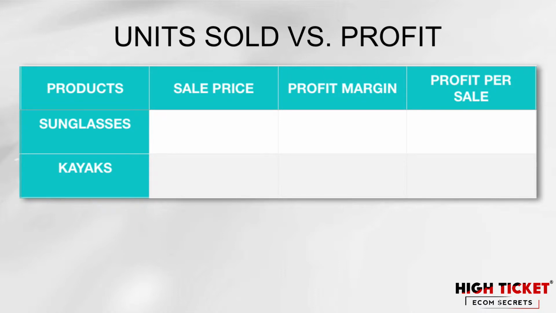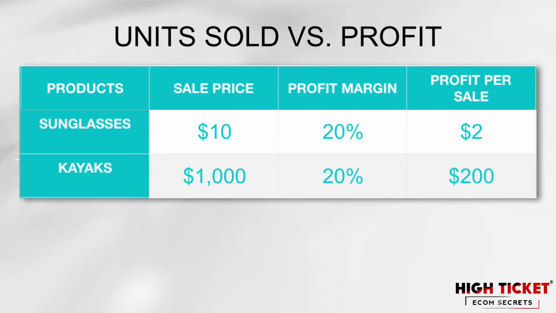Let's say someone has a store selling sunglasses for $10 each. Using our previous data, we'll say the average profit margin after expenses for the products is 20%. So for every pair of sunglasses this person sells, they make $2. Now keep in mind, product margins do vary, but for this example, we'll use the 20% average from before. Now let's say someone has a store selling kayaks for $1,000. We'll use the same profit margin of 20%, and that means that for every sale of that kayak, the store owner makes $200. So for every sale of sunglasses, the owner makes $2, and for every kayak, the owner makes $200. Now the game kind of shifted a little bit, didn't it?